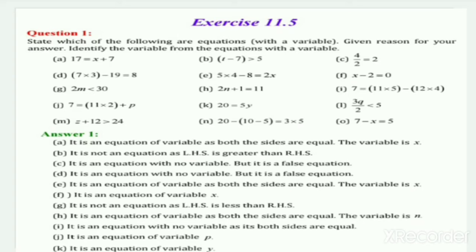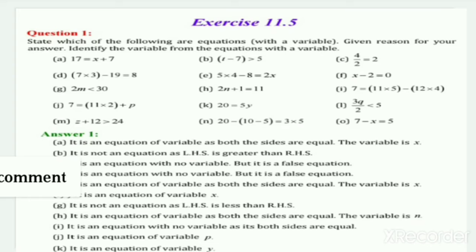numbers, right? So first one we have 17 is equal to x plus 7. So what is the variable here? It is an equation with a variable as both the sides are equal. So here the variable is x. Like if x is equal to 10, we will have 10 plus 7, which is 17. It means both of them will be equal. Or simply we can see the sign here. It means 17 is equal to x plus 7, both are equal, and x is a variable here, right?